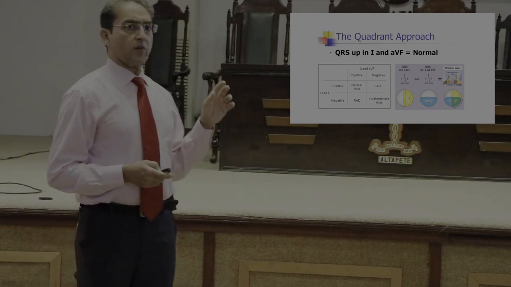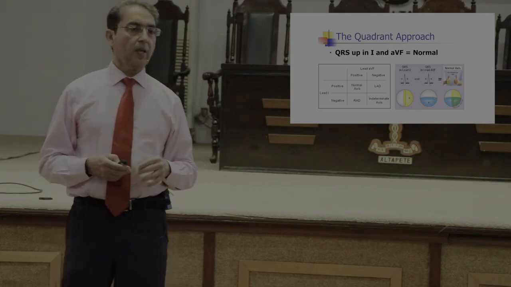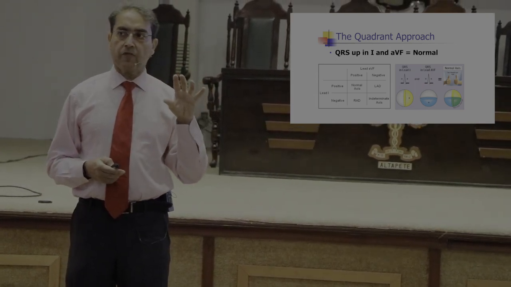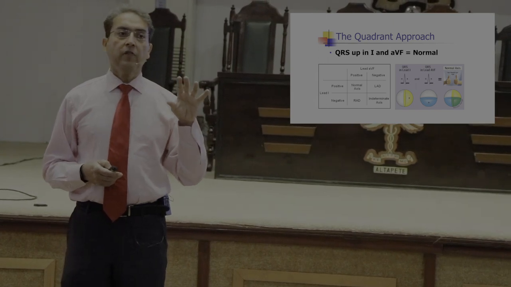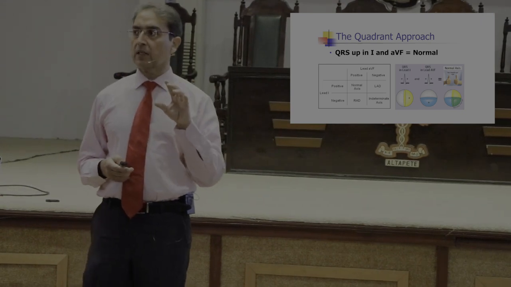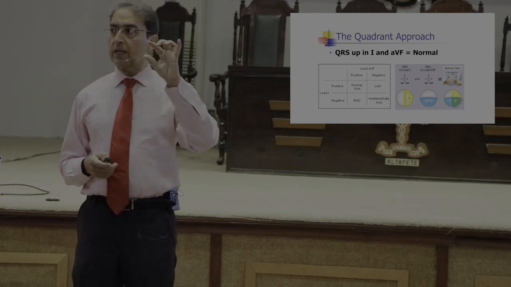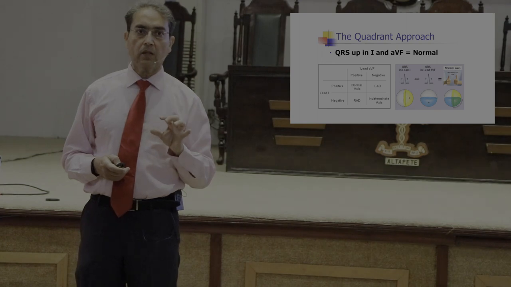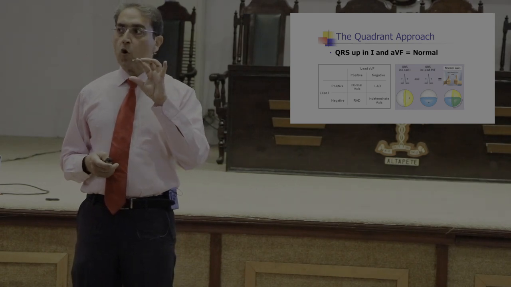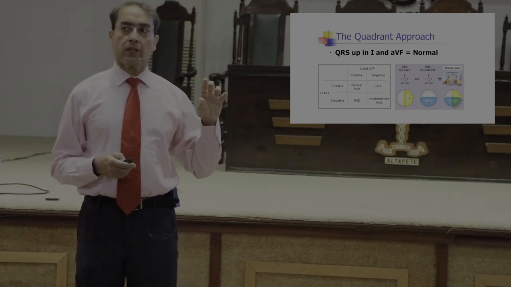Now, there is another way of calculating electrical axis. It's a little more complicated. Out of the 6 limb leads, 1, 2, 3, AVF, AVL, and AVR, we see which lead shows the most isoelectric QRS complex. Isoelectric means the portion of the QRS above the baseline and below the baseline are equal. The positive and negative deflections are equal. So this is more isoelectric. So we take out which lead shows the most isoelectric QRS complex.